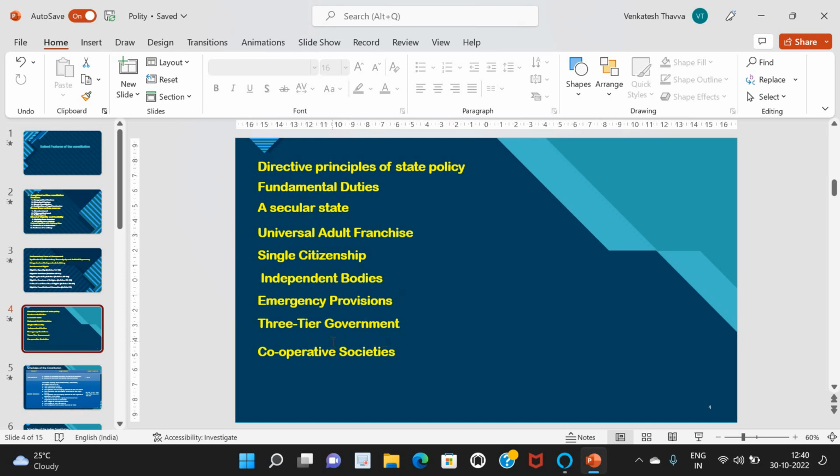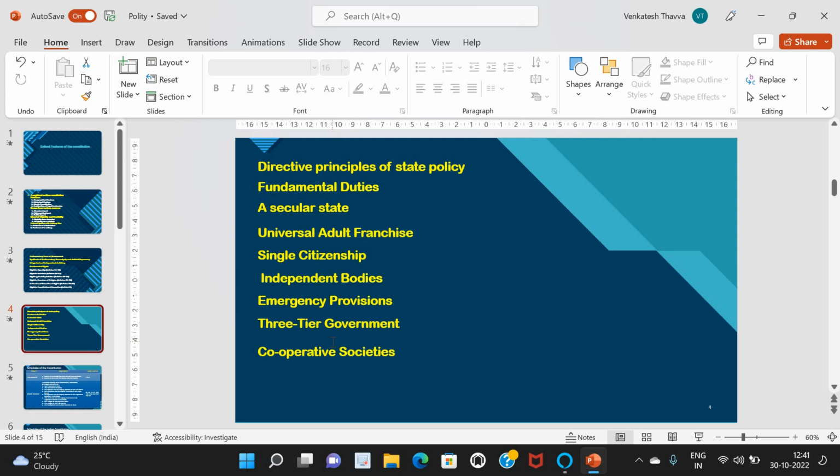Next feature is three-tier government. Through the 73rd and 74th amendments, a three-tier structure was created. The 73rd Constitutional Amendment 1992 deals with rural local government, and added new Schedule 11 and Part 9. The 74th Constitutional Amendment Act 1992 deals with urban local bodies, and added new Schedule 12 and Part 9A.